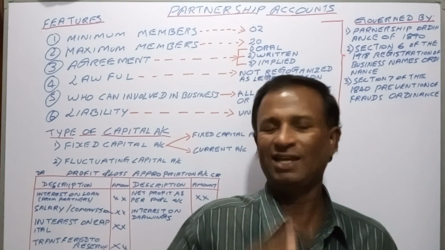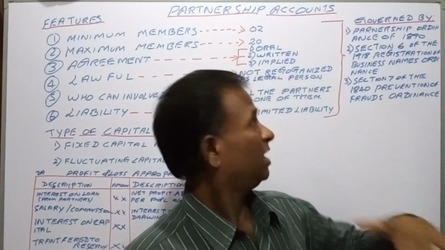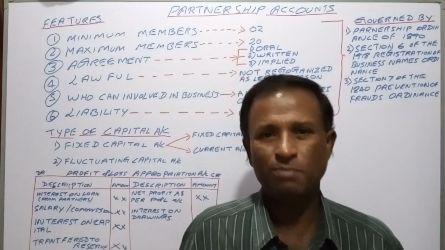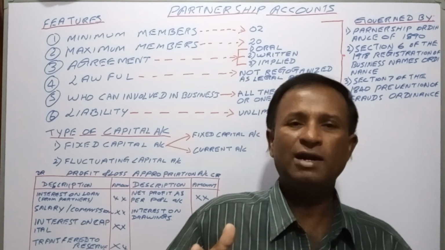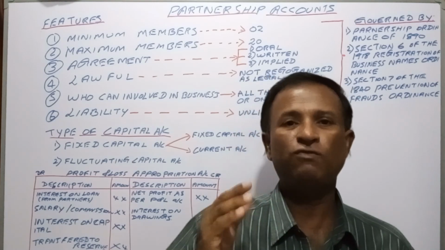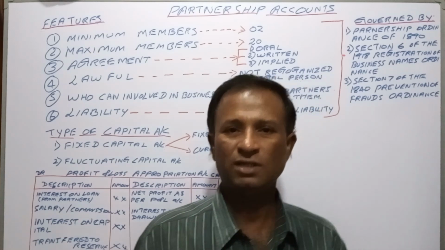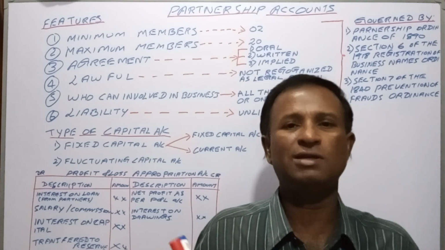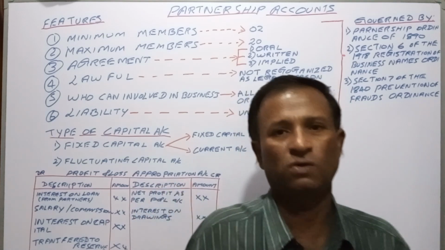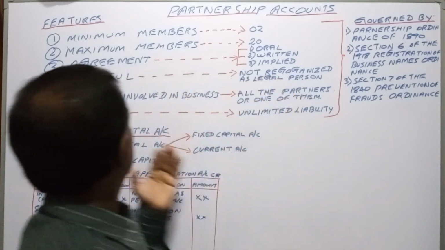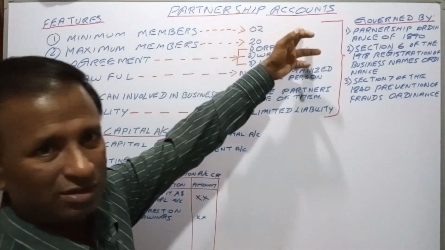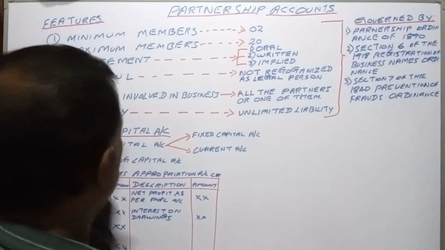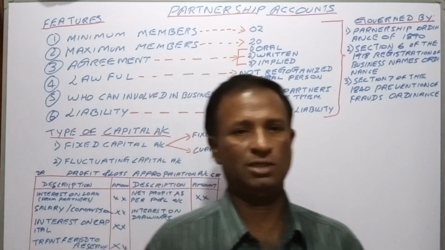But the companies, limited liability companies, are recognized as a person in front of the law. But the partnership is not recognized as a person in front of the law. Okay, understood?